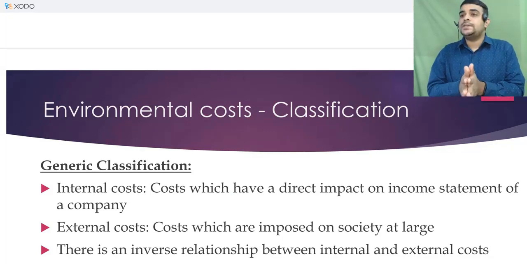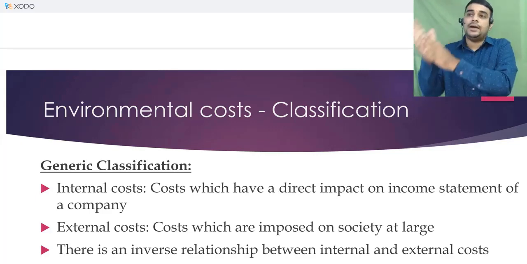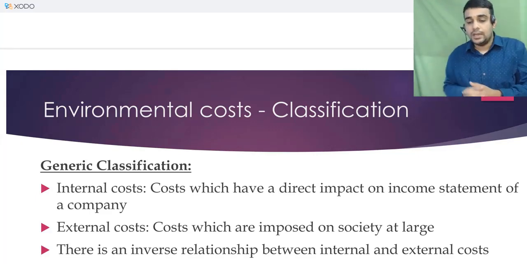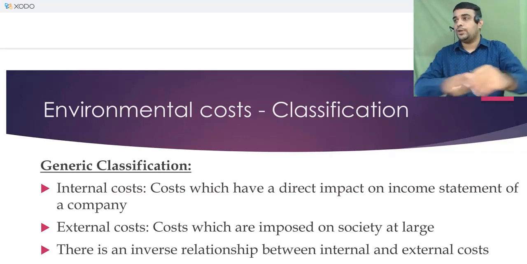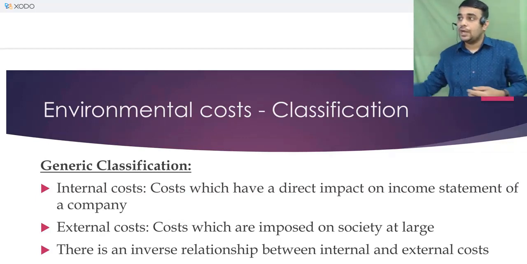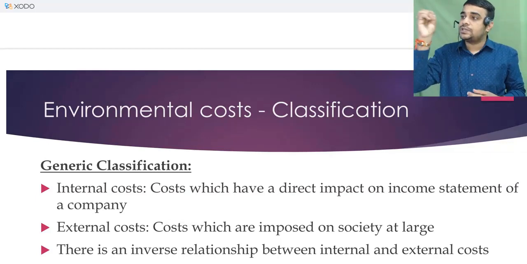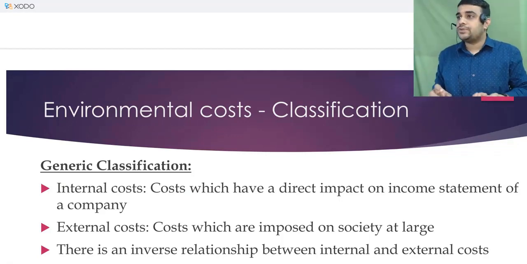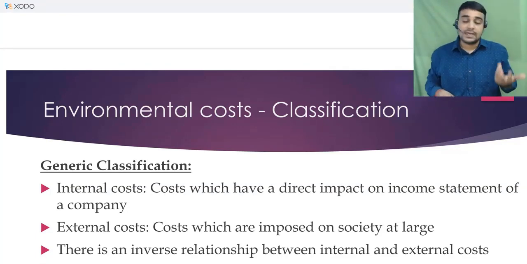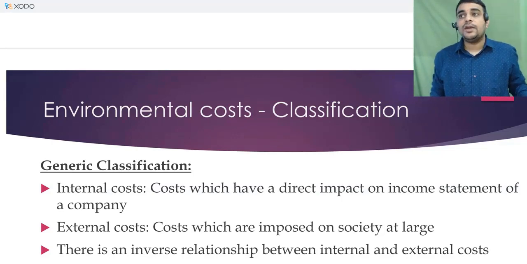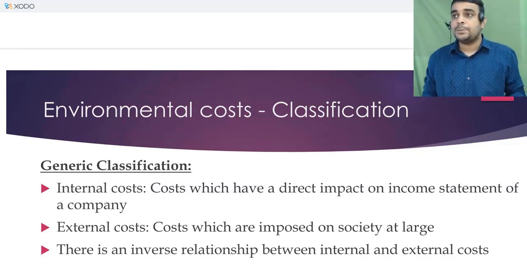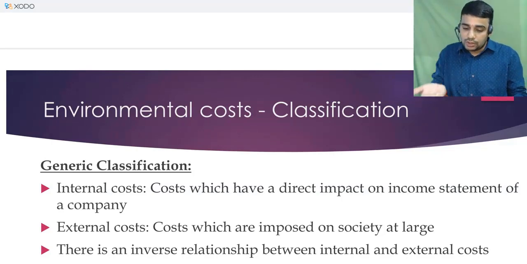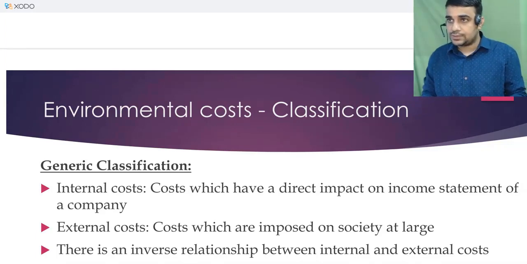A lot of governments and a lot of organizations which strive to protect the environment are forcing companies to convert the external cost into an internal cost. When you convert any external cost into an internal cost, automatically external will come down, internal will go up. Organizations are not spending much on this because unless it is mandatory, they are not focusing on this area. The reason is simple, because if you focus on this, your cost is going to increase.